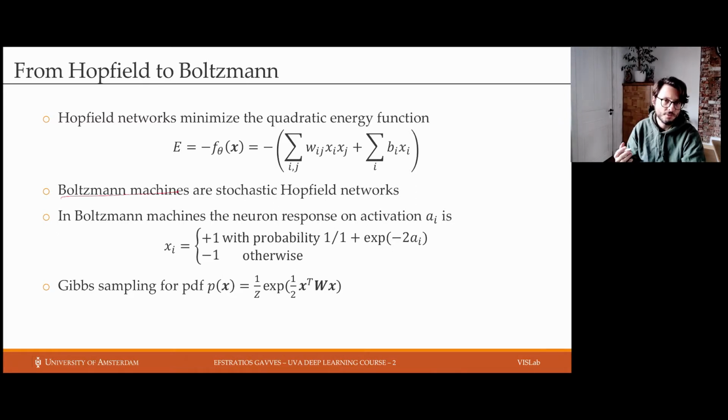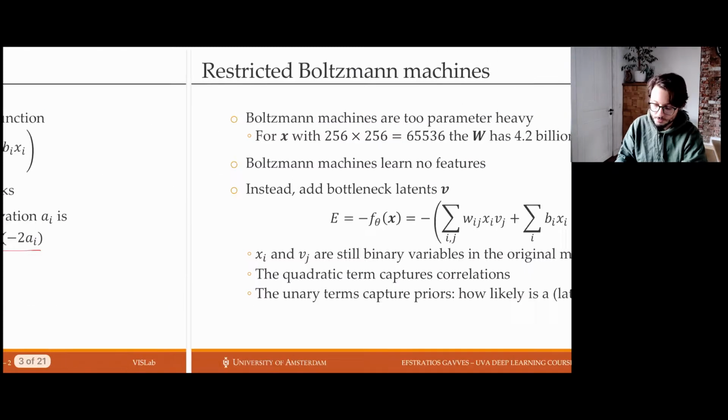Boltzmann machines can be viewed as a stochastic variant of Hopfield networks. Specifically, neurons in Boltzmann machines respond with either +1 or -1 according to a sigmoid probability fed by the activation received from all other neurons. One could say that Boltzmann machines implement Gibbs sampling for the PDF governed by the quadratic energy function.